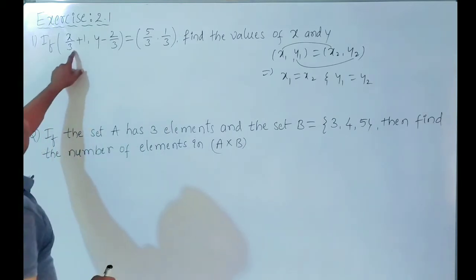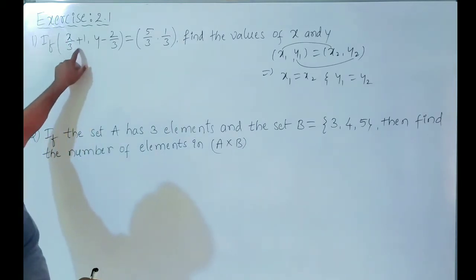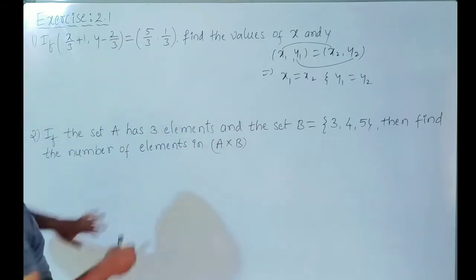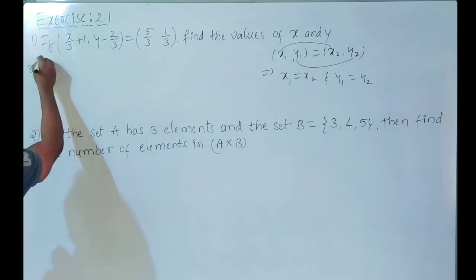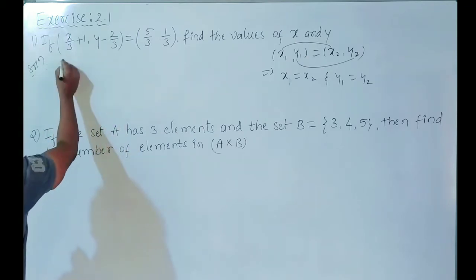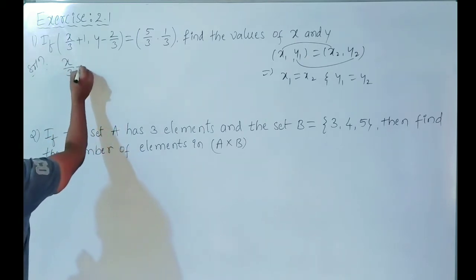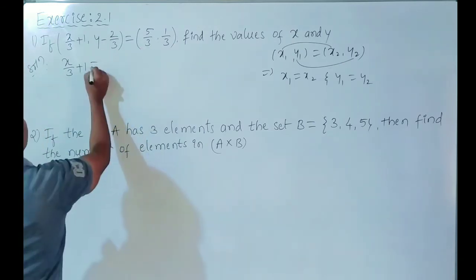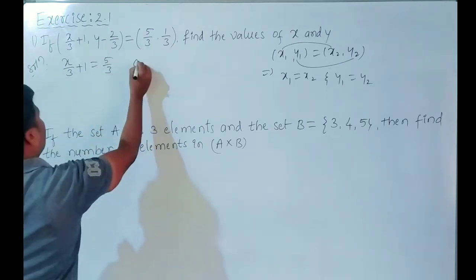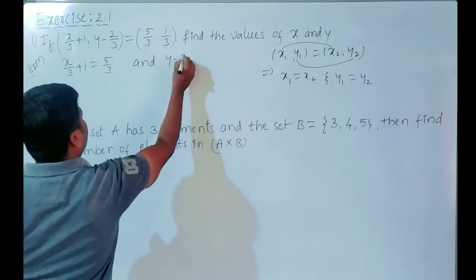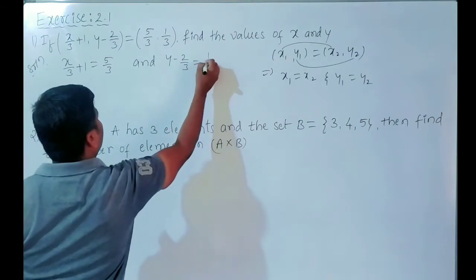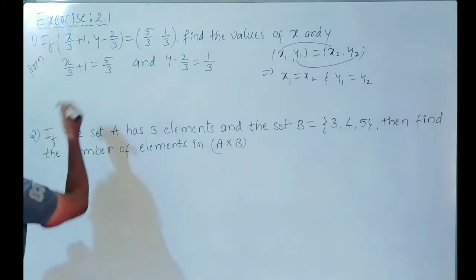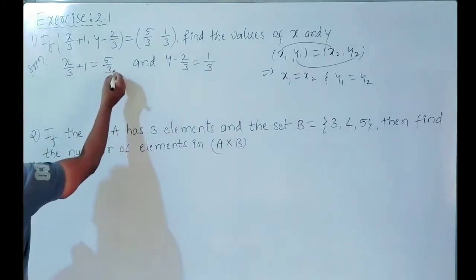So the first element is x by 3 plus 1 equals 5 by 3. Already they have given that these two ordered pairs are equal. So, solution: equating the corresponding elements, x by 3 plus 1 equals 5 by 3 and y minus 2 by 3 equals 1 by 3, the second element. Just find the value of x. Transfer this one to that side.